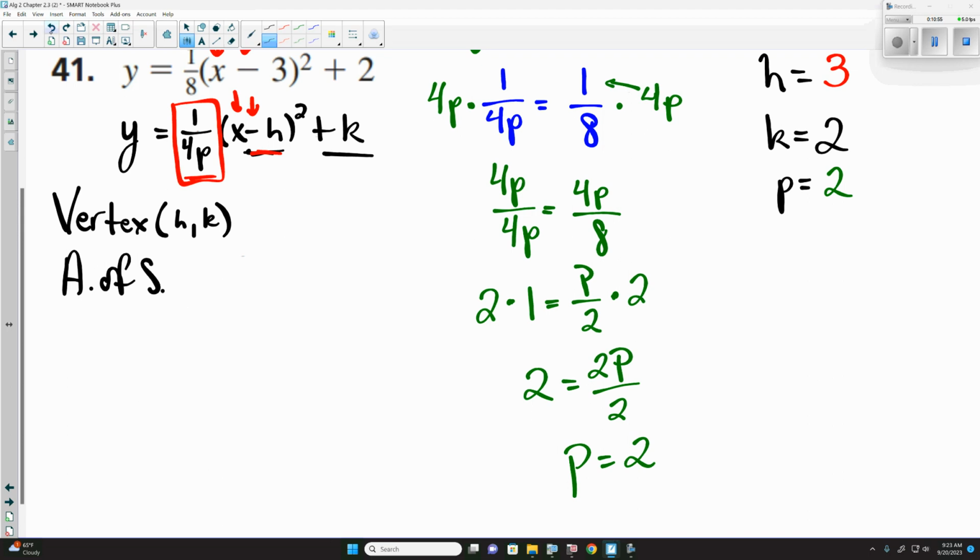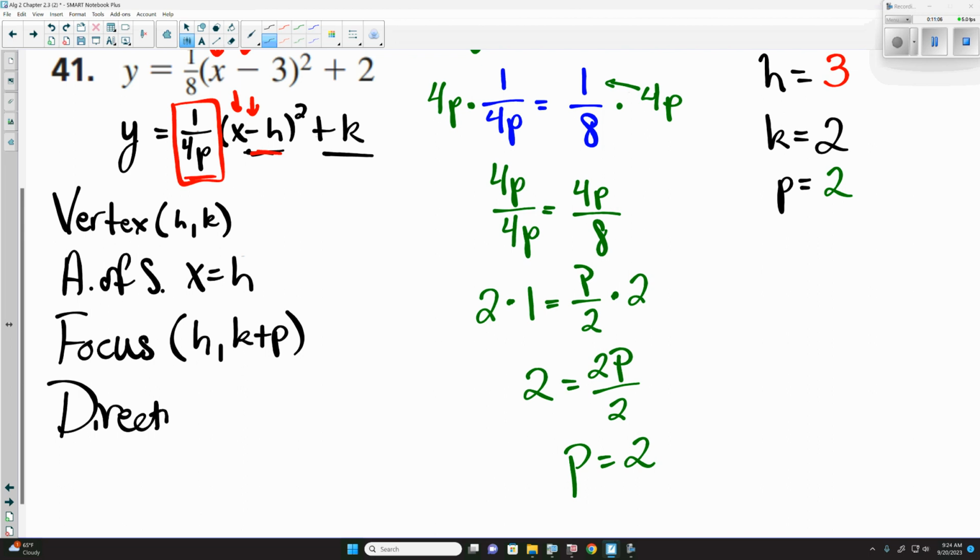X equals h. Questions on how we found the value of h, k, and p? I will say this, the little arrow I'm using is just to say when we plug the numbers in, this is what we're going to get.